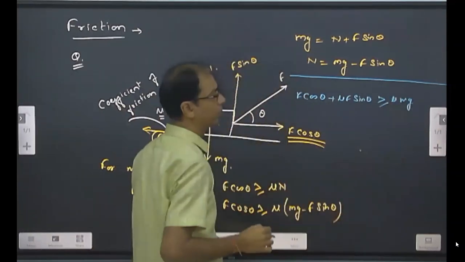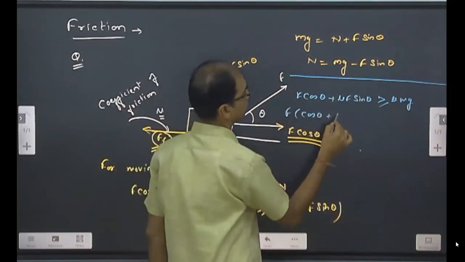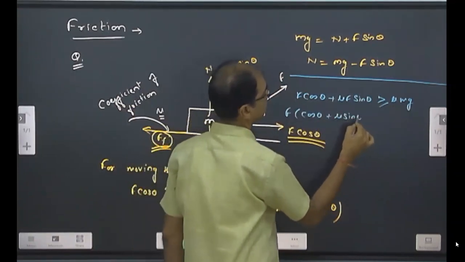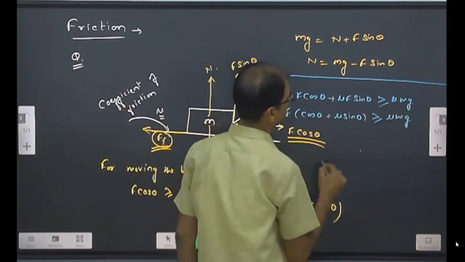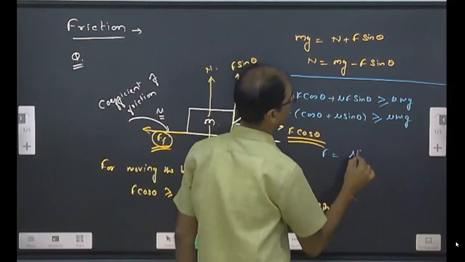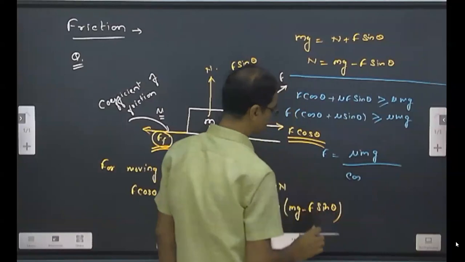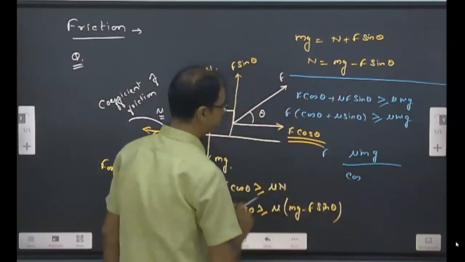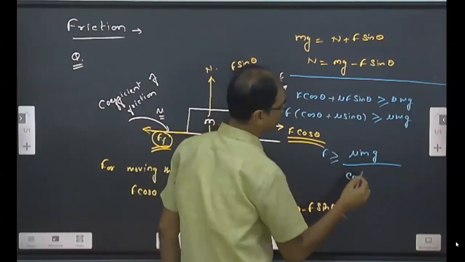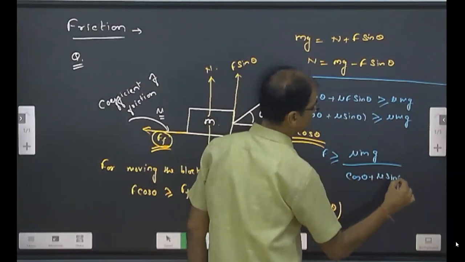Take f common from here. It becomes f (cos theta plus mu sin theta) is greater or equal to mu mg. Then what is f? F is greater or equal to mu mg by (cos theta plus mu sin theta). And this is force. That's all.